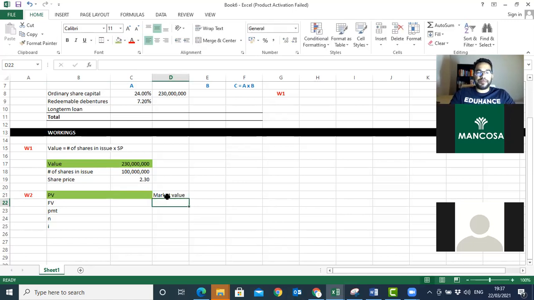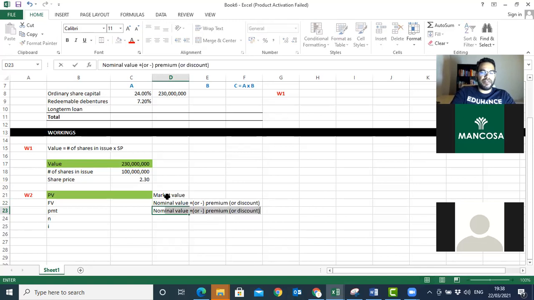FV, which is the future value, this is our nominal value plus or minus premium or discount. Okay, so if it's a discount, you minus. If it's a premium, you plus. Payment is calculated as nominal value multiplied by the coupon rate.